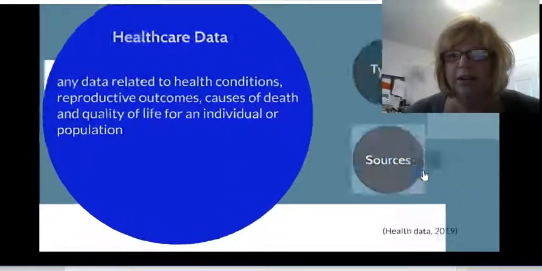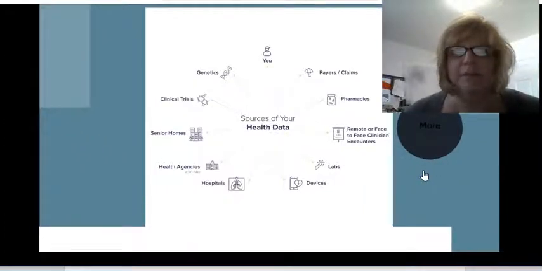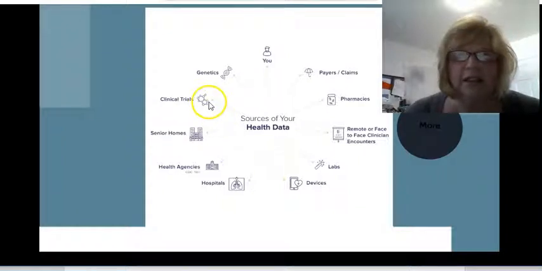There are many sources for data. As you can see by the picture on your screen, there are several sources of healthcare data. These include the patient, claims data, pharmacy data, any type of remote or face-to-face encounter, lab information, data obtained from wearable devices, data obtained from facilities such as hospitals, health agencies such as home care or skilled nursing facilities, and senior homes, clinical research trials, and genetics.